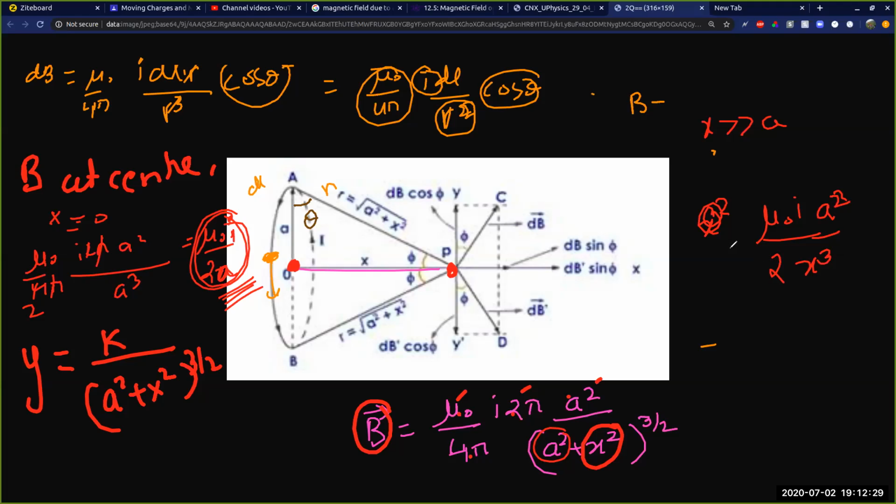So in this case, we're not considering x to be infinity, right? No, not infinity. x is just much greater than a. If x tends to infinity, B tends to 0, right?